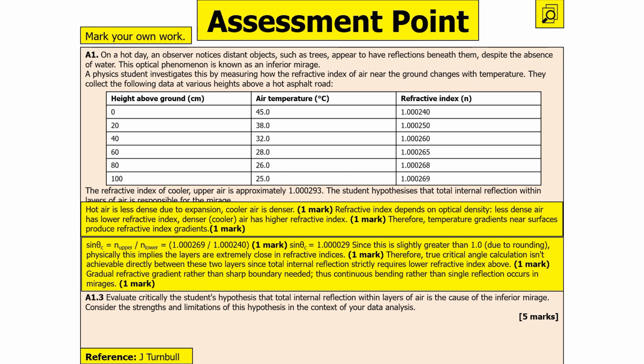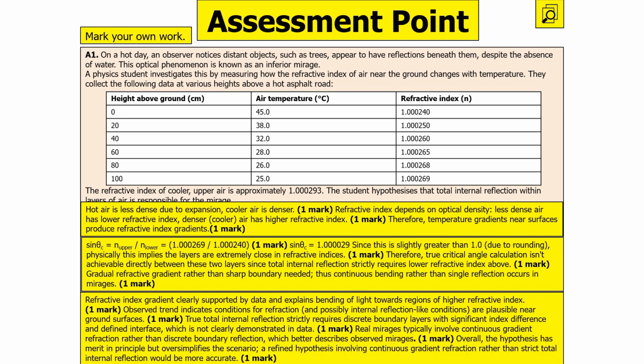Now, we know that sine critical angle is n upper divided by n lower, so you work it through, and the ratio will therefore be equal to 1.00029 before we take the inverse sine of that. This is slightly greater than 1, so it physically implies that the layers are extremely close in refractive indices, so the true critical angle calculation isn't achievable directly between these two layers, since total internal reflection strictly requires a lower refractive index. So a gradual refractive index gradient rather than a sharp boundary is needed, and thus continuous bending rather than one single reflection occurs in these mirages.